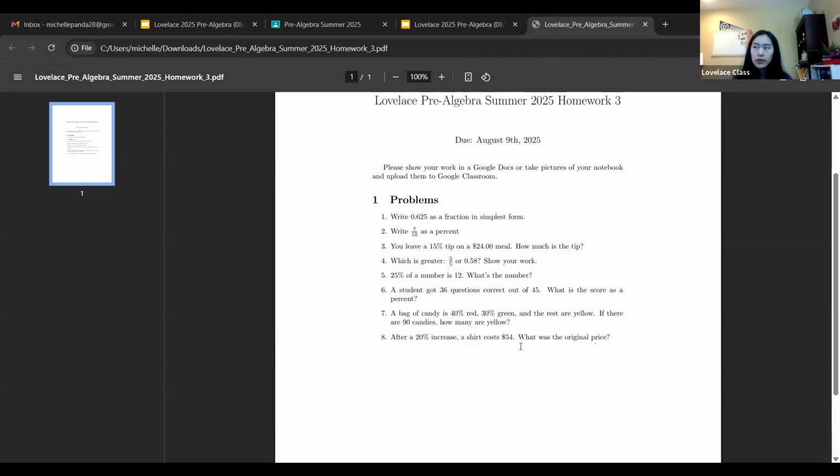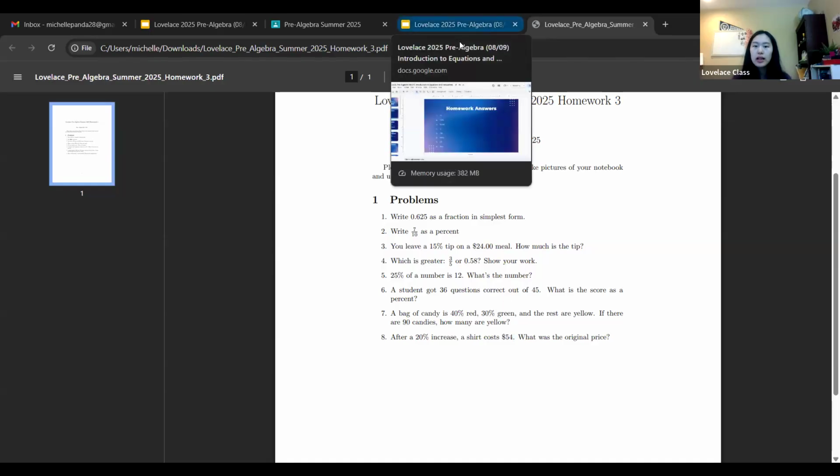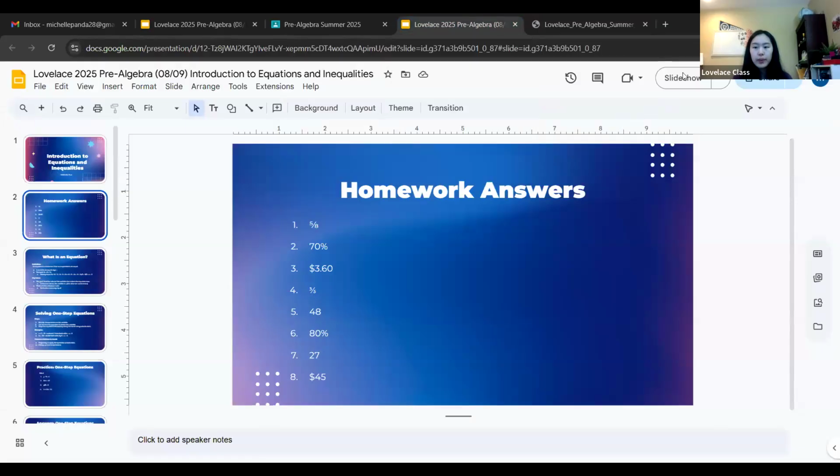And then for question 8, the original cost plus 20% of the original cost is $54. So that means that 120% of the original cost is $54. So 54 divided by 1.2, which is 120% in decimal form, should just be 45. That's a quick review of the homework. Does anyone have any questions? Raise your hand if you do.